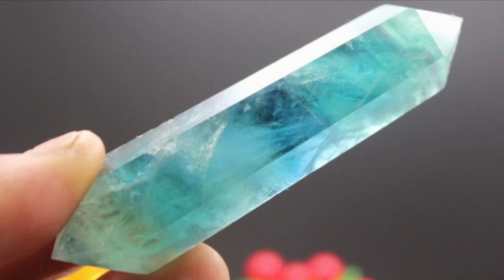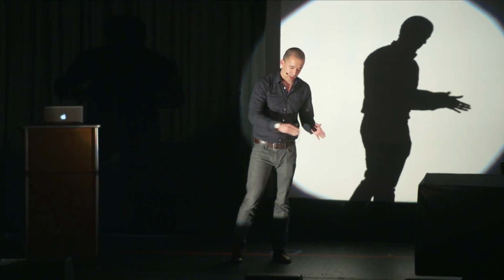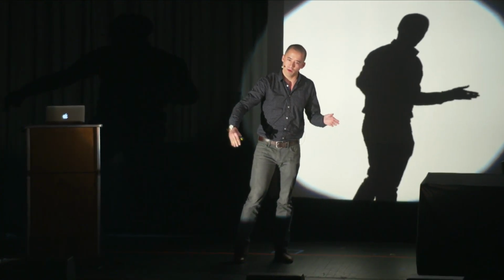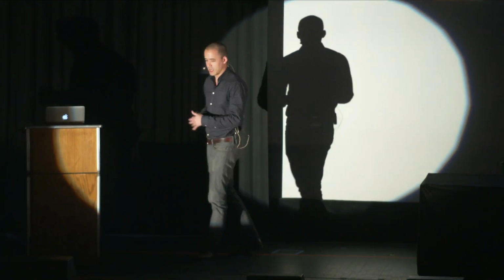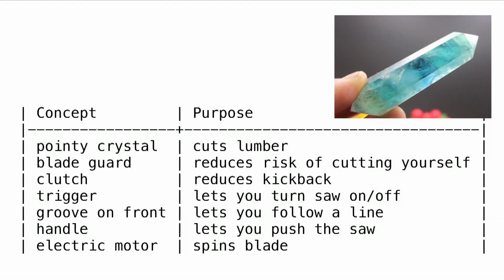So imagine you had this awesome blue crystal that's kind of pointy, and this pointy crystal has this amazing property where it interacts with lumber in such a way that if you touch the point to some lumber, it'll split that lumber very neatly into two pieces. So that's our new material, and if we go through this exercise again, you can say, okay, well, we have this pointy crystal, it replaces the saw blade, and it cuts lumber.